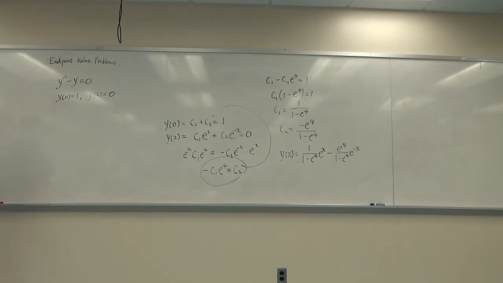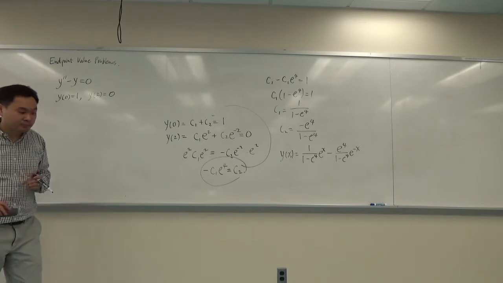Yes? Like, why did we write before y equals e to the rx? Like, why did we choose that? Oh, that's an educated guess. Okay. Yeah, so you just have to remember that for homogeneous constant coefficient differential equations, e to the rx is the form of the solution.